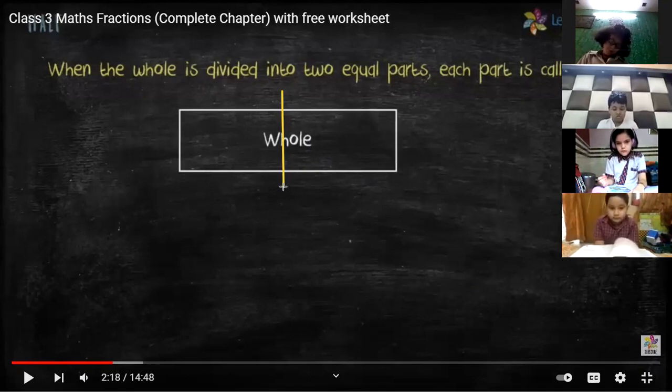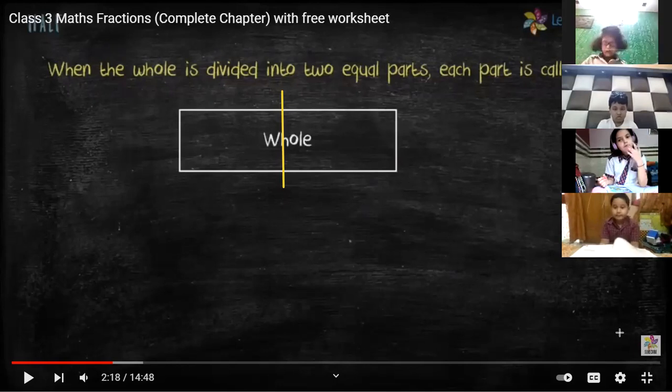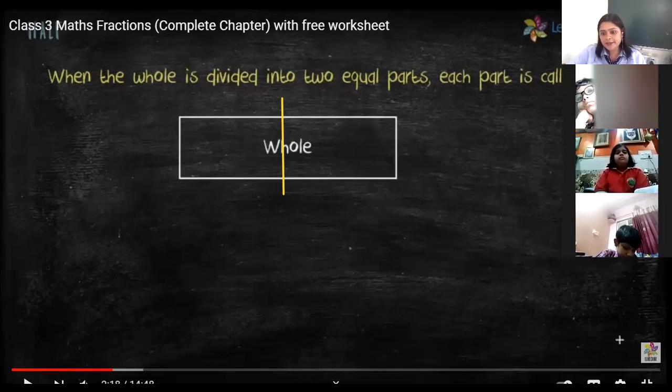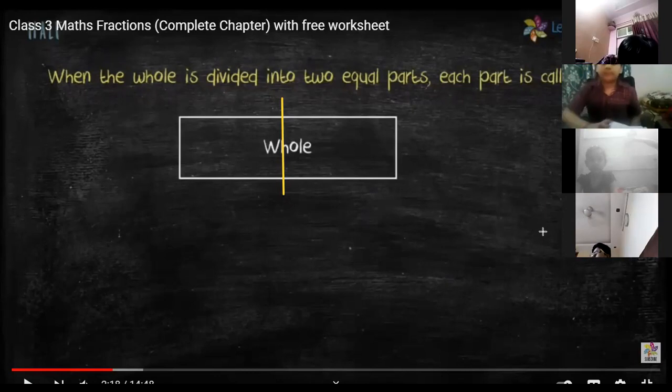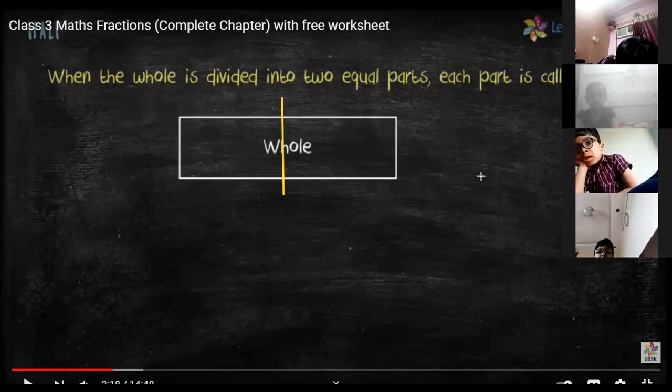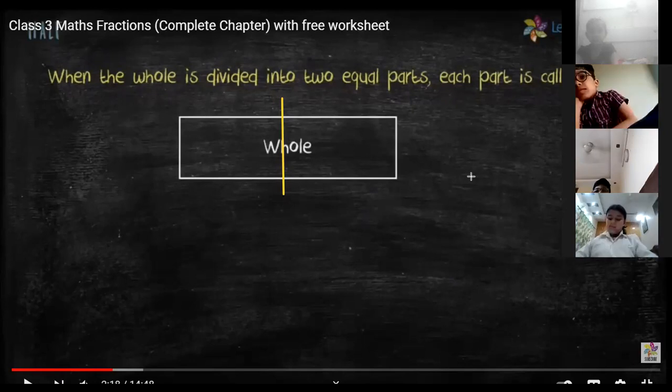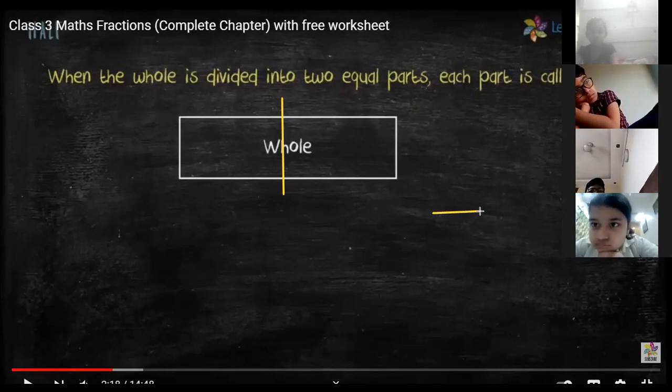Clear? And for that, ma'am is going to take one more child here. Ishant, unmute yourself. Ready, Ishant? Yes, ma'am. Okay. So suppose ma'am has a complete whole here, and we are going to divide it into 2 equal parts by drawing this line. Clear? So here, can you tell me how many equal parts are here? Total equal parts. 2 equal parts.